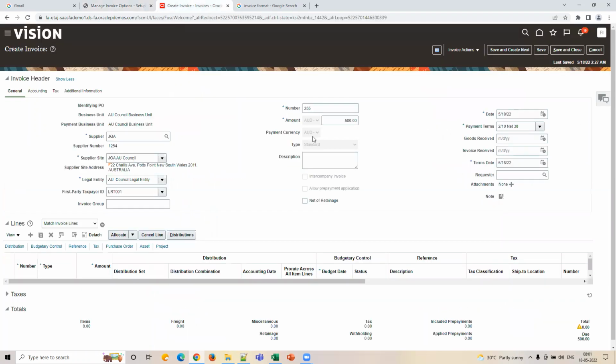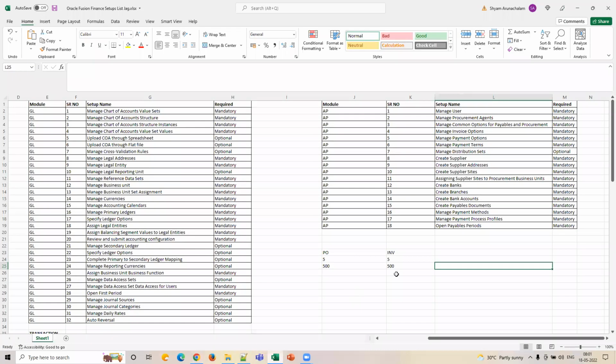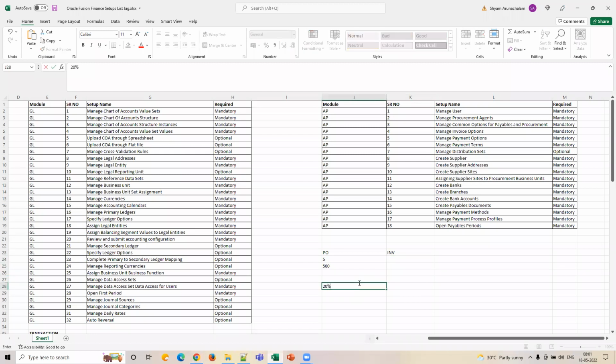Okay. What does this mean? For example, I've kept a tolerance of 20%. This is quantity based tolerance. Okay. 20% tolerance is accepted, I'm saying. So can I invoice for 300? No. Why? Because the difference is 40%. Okay, let me put this as 10 so it is easy to identify.